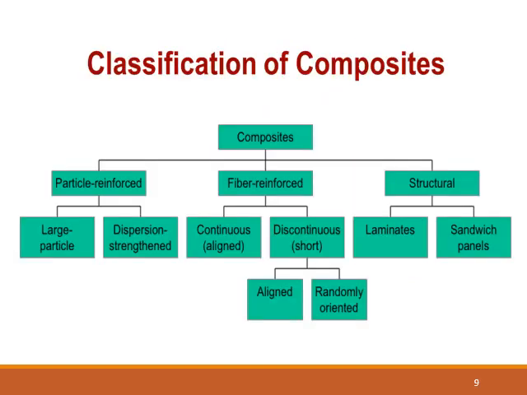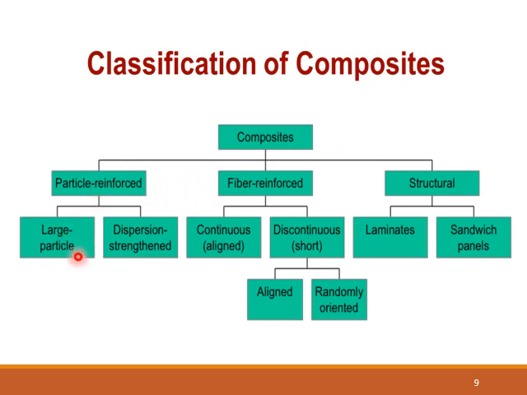So generally, based on the design of the composite material, this particular slide defines the classification of a composite material. A composite material can be classified as either particle reinforced, fiber reinforced, or a structural composite. When you have this dispersed phase in form of a particle, then you have a particle reinforced composite. If you have the reinforced phase in form of a fiber, you have a fiber reinforced composite. And if you have a structural arrangement, maybe in terms of laminate or a sandwich structure, you have a structural composite.